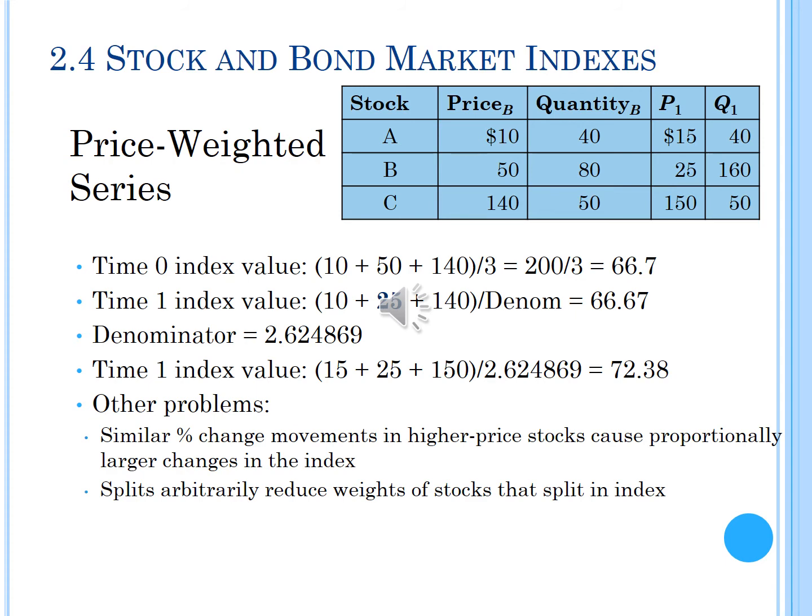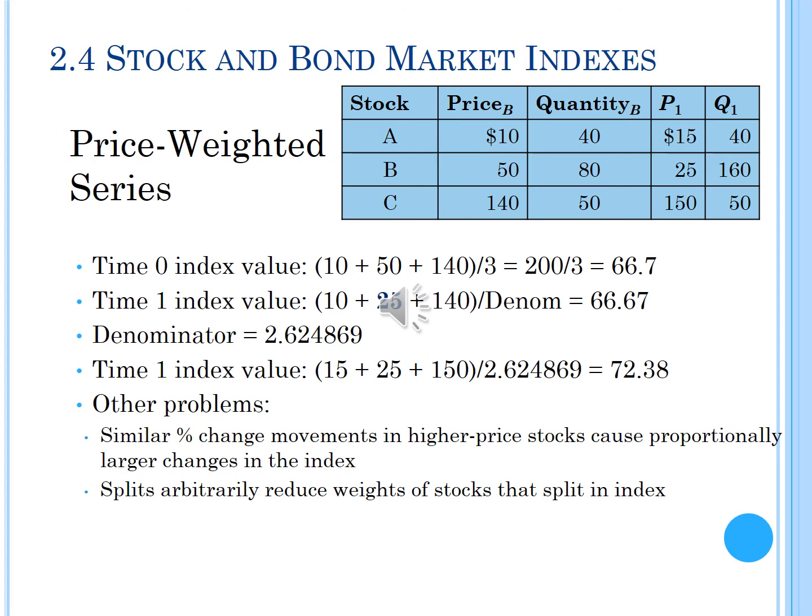We start first by calculating the index value at time 0 using the inputs in the first two columns. So we add up the price of stocks A, B, and C together, 10 plus 50 plus 140, and we divide the total by the number of stocks, which is 3, which would give us 200 divided by 3, equaling 66.7.